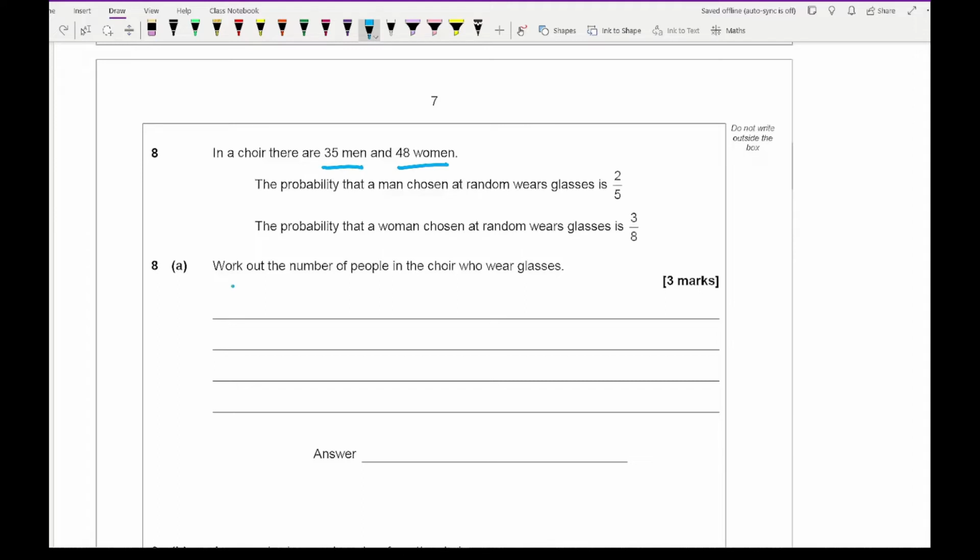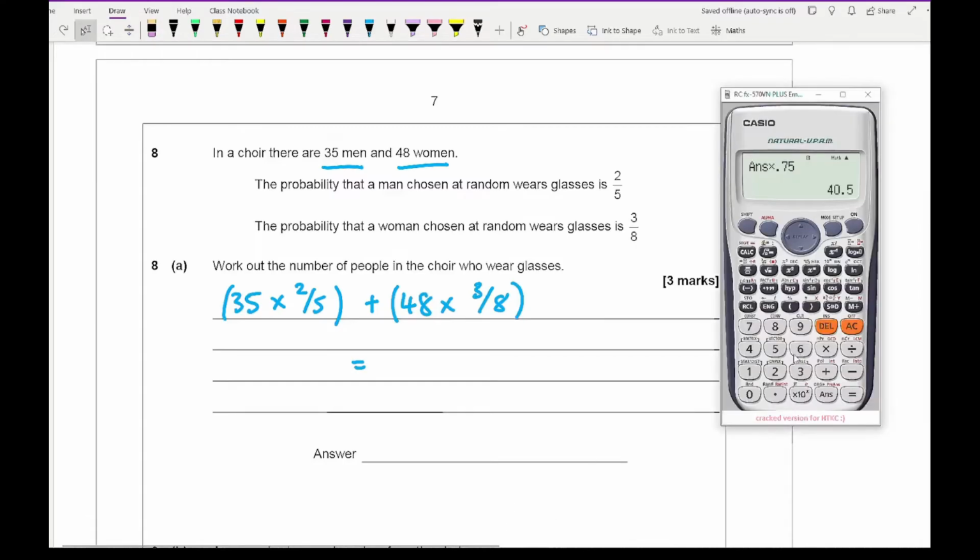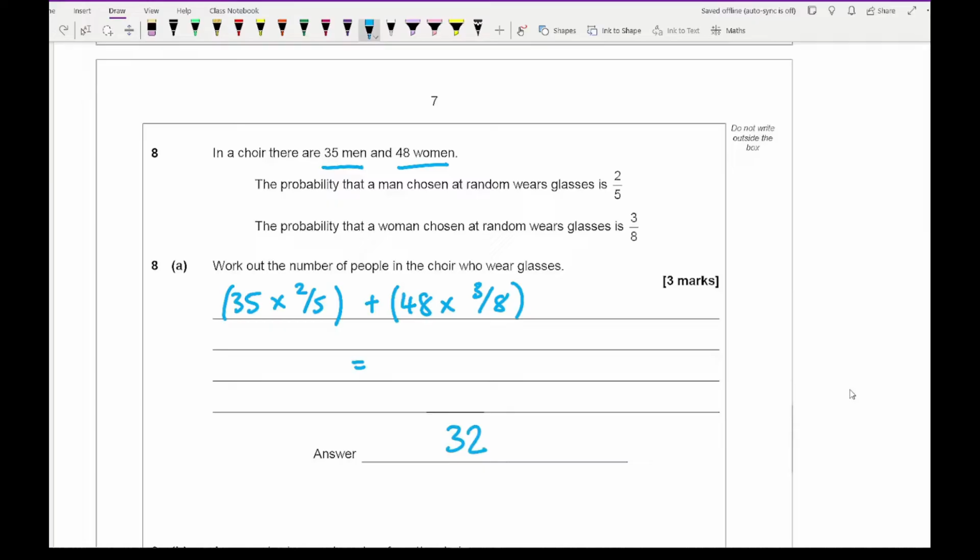So what we need to do here is first of all multiply the number of men, which is 35, by the probability that they wear glasses, and we're going to add that to the number of women, which is 48, multiplied by the probability. So if I enter all that on the calculator, which I'm going to do now, we've got 35 times 2/5, and we're going to add 48 times 3/8, and lo and behold it gives us the answer of 32 people.